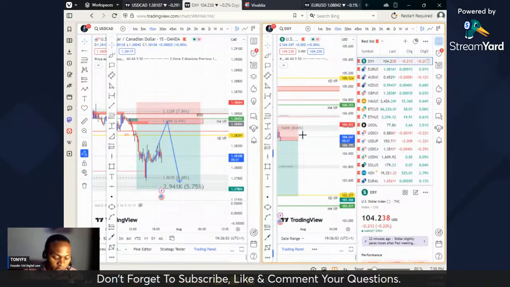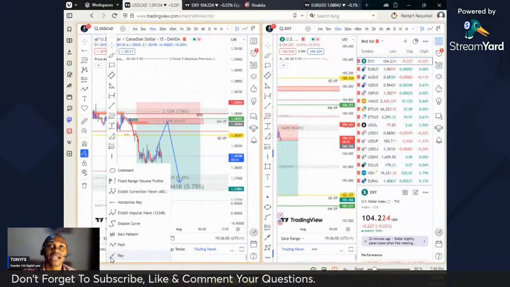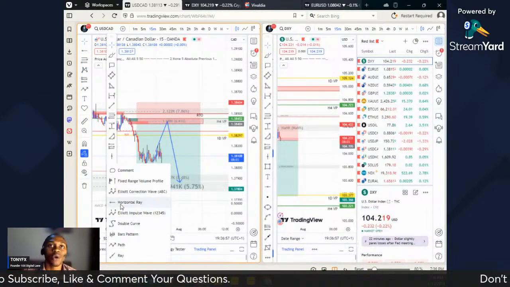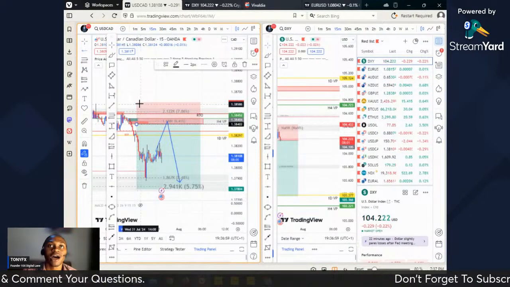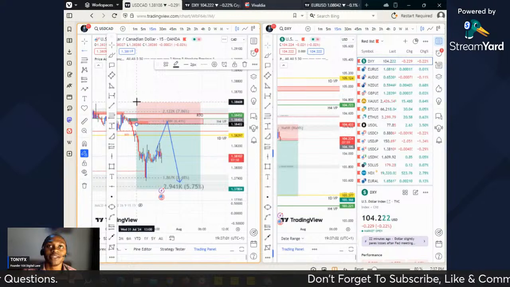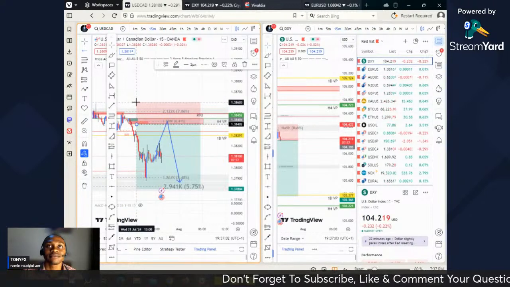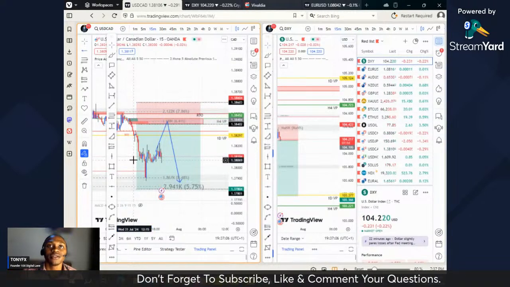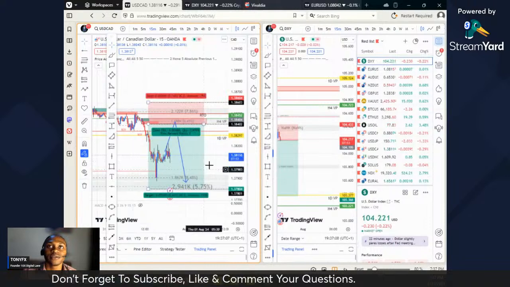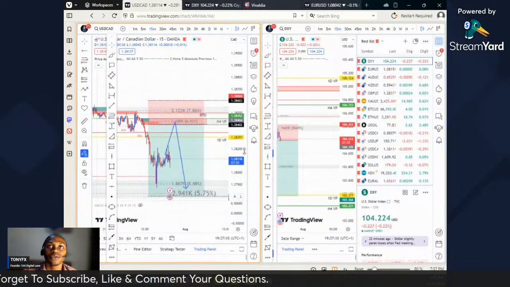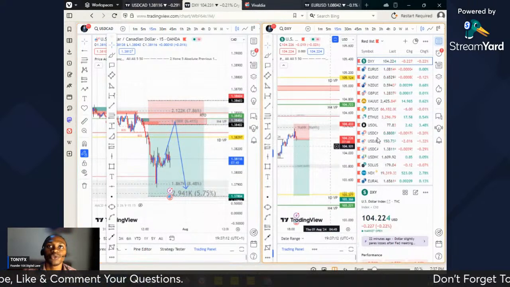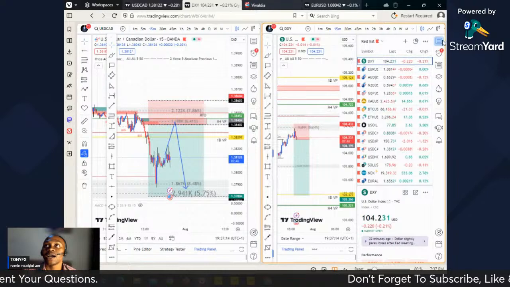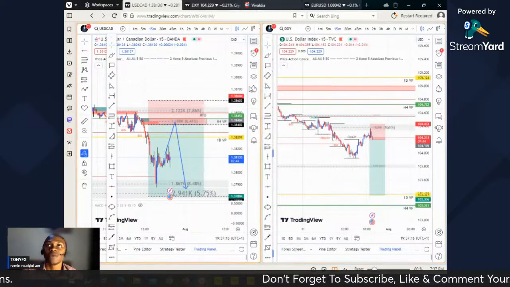Sell limit order on USD CAD. I'll be dropping this signal for everyone in our community. Sell limit order for USD CAD, 20 pips stop loss and 60 pips take profit.